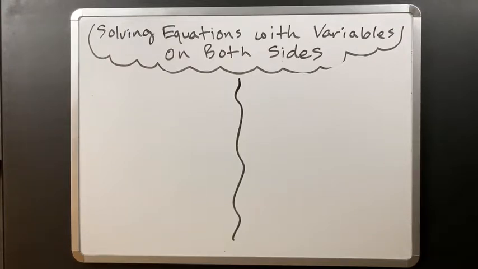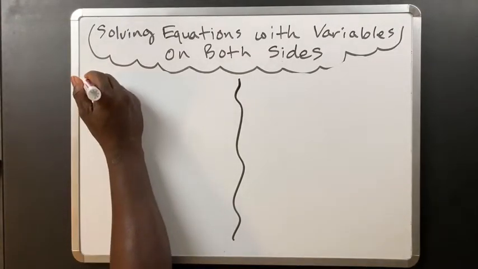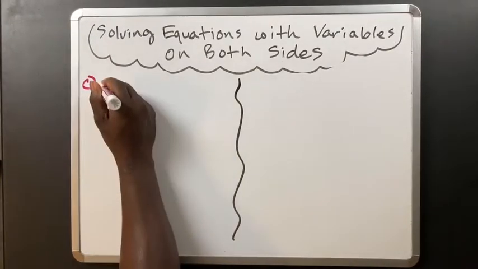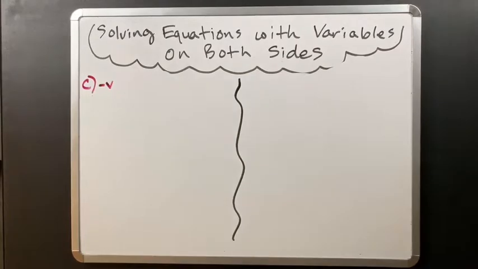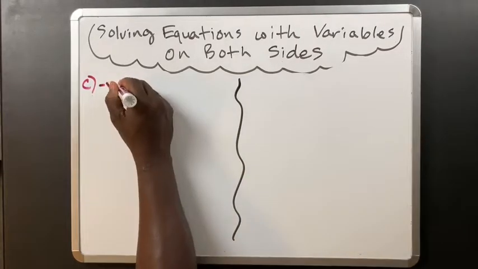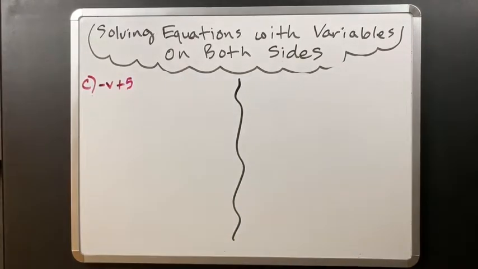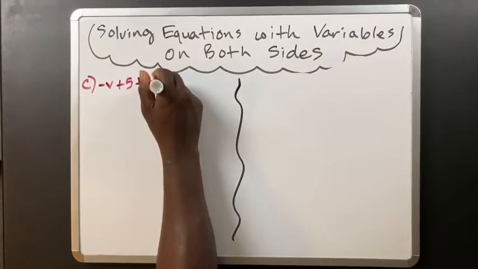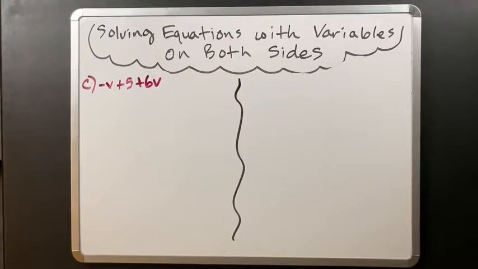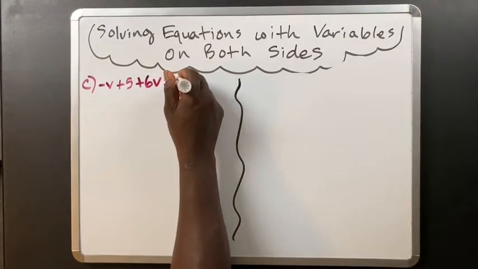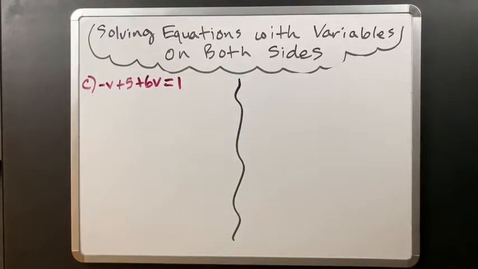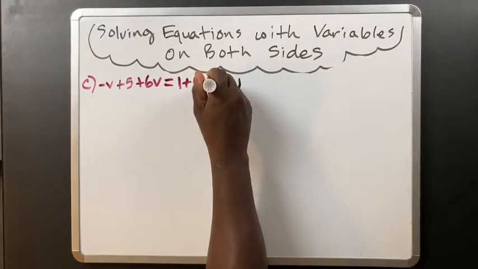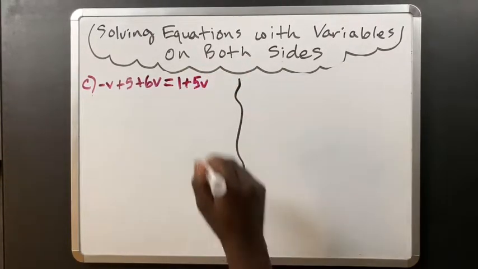Okay. Let's go ahead and call this letter C. And we have negative v plus 5 plus 6 times v. And we're going to set that equal to 1 plus 5 times v plus 3.